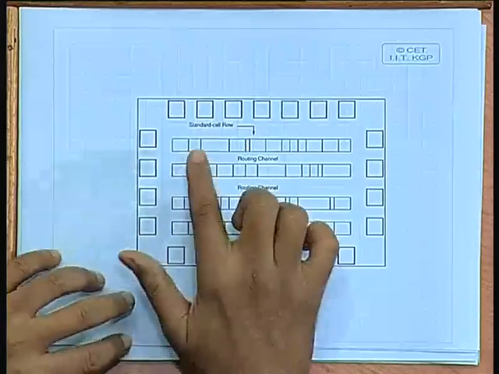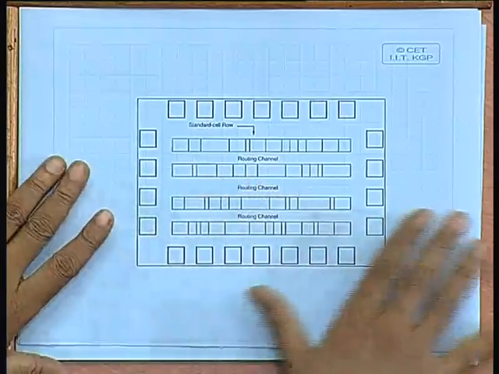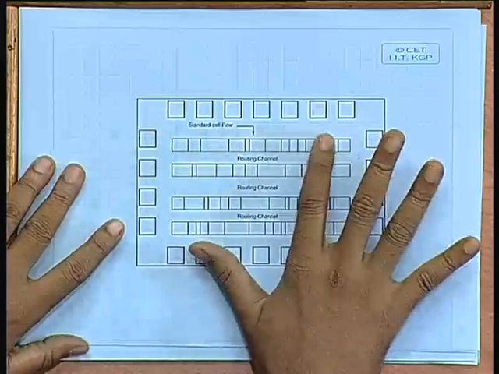Secondly, the problem of routing becomes very simple here. Now here you can concentrate on only one kind of routing, that is called channel routing. There is a channel with some pins on top and bottom, you will have to interconnect them through available tracks.